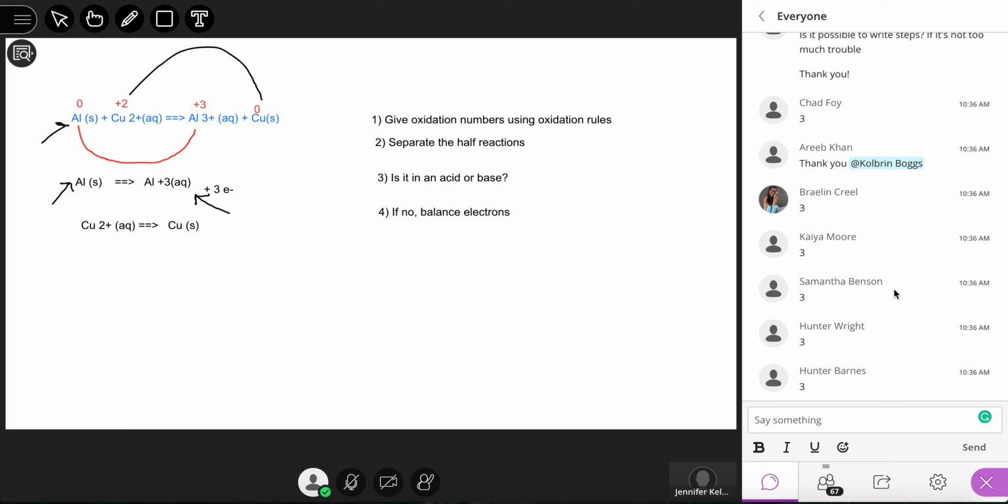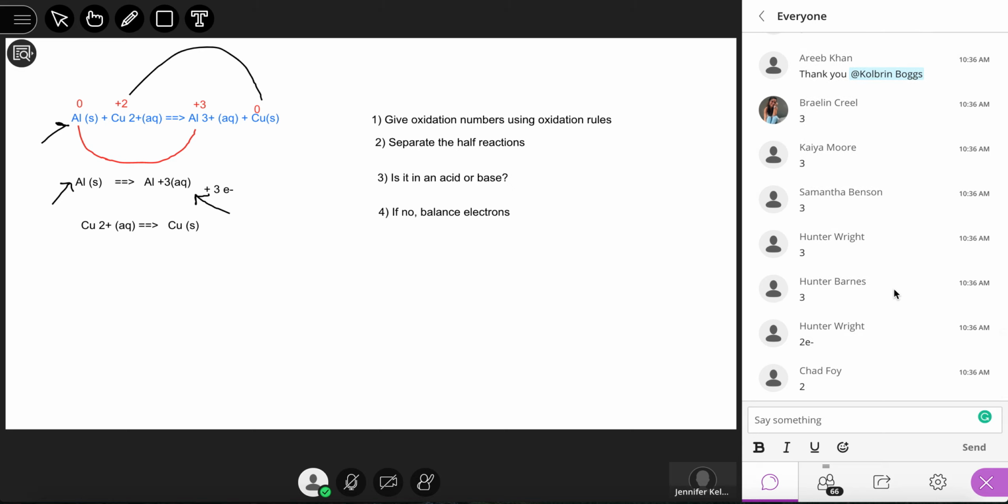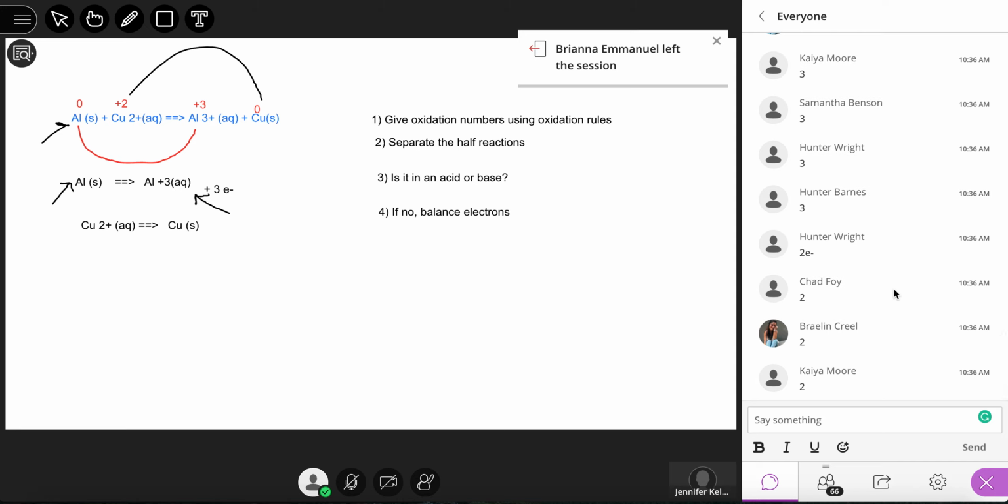All right. And then for the one below it, it's neutral on the side with copper solid, but it's got a charge on the side with copper 2+, a more positive charge. So we want to make both charges the same. So how many electrons do we add on the side with the copper? Good. The next thing you have to do is you have to make sure the number of electrons is the same by multiplying the equations.